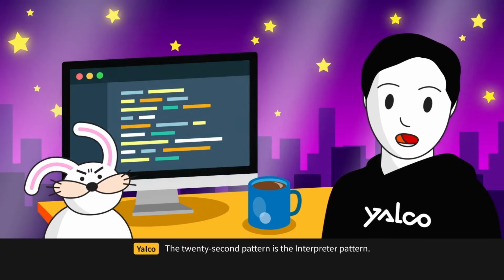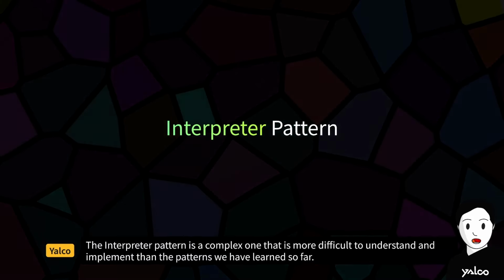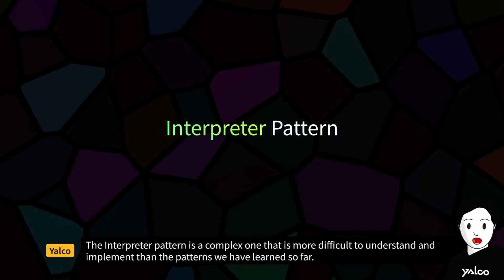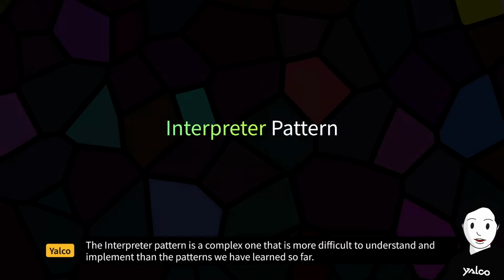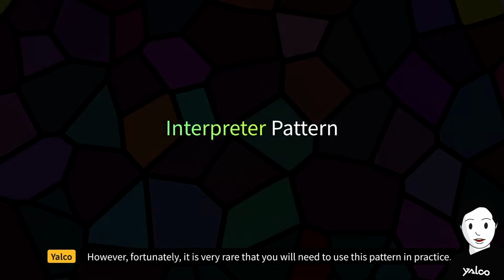The 22nd pattern is the Interpreter pattern. The Interpreter pattern is a complex one that is more difficult to understand and implement than the patterns we have learned so far. However, fortunately, it is very rare that you will need to use this pattern in practice.